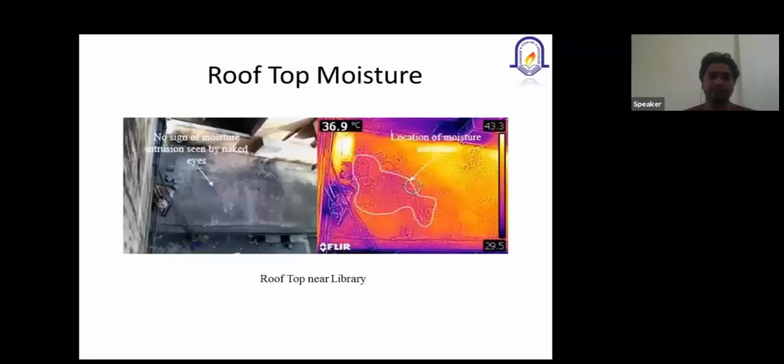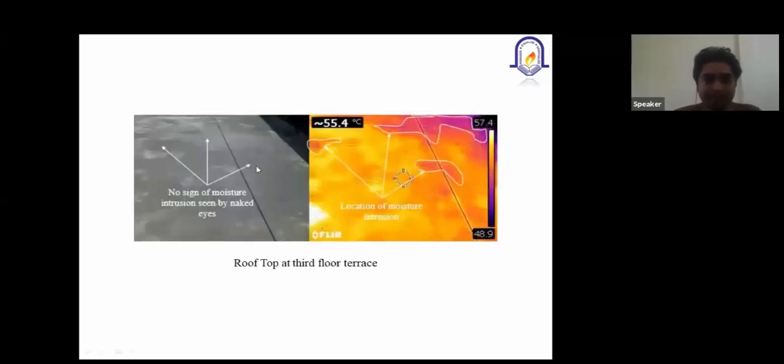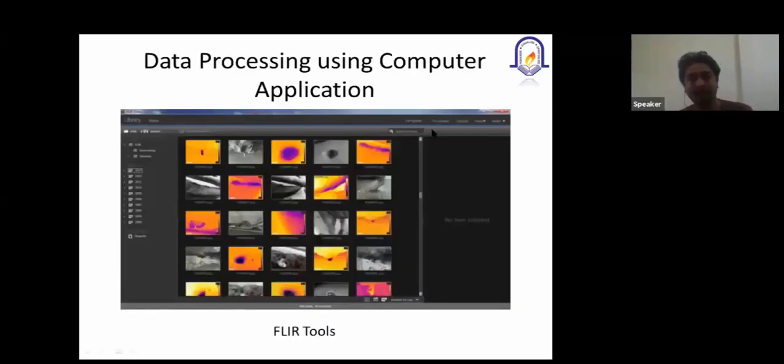Next is the rooftop moisture. With naked eyes, you can't see any kind of roof moisture, but with the thermal camera, you can see here the whole patch is leaking, or the whole patch is heterogeneous. Here you can see the full area is the same temperature, so it is a homogeneous area. Understood? Next, this is also the same. With naked eyes, you can't see anything, but in the rainy season, these are the portions where the water is going to accumulate, because this is the non-homogeneous area. So these are the things which we are going to procure.